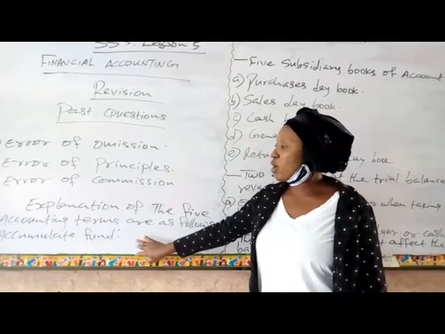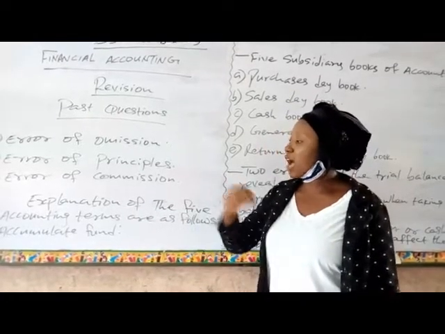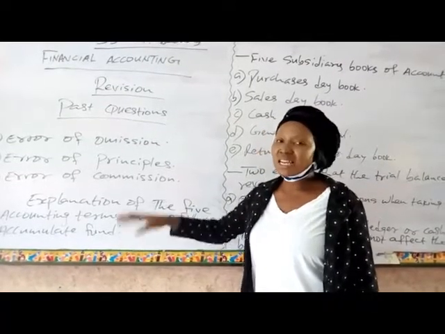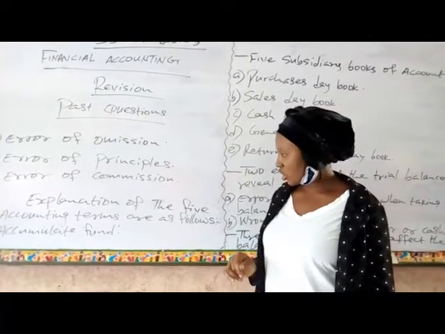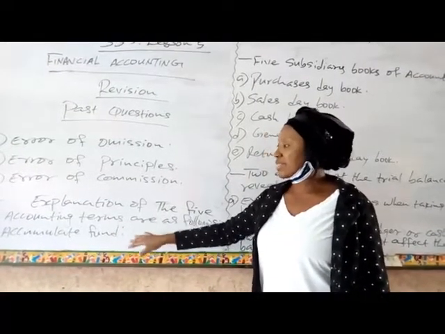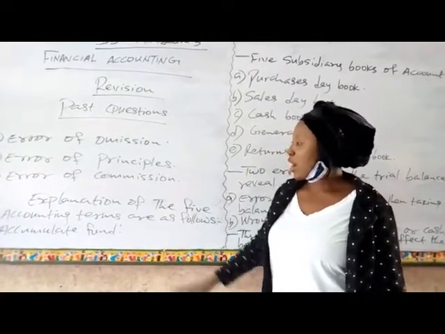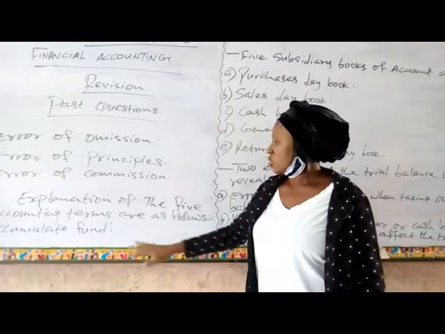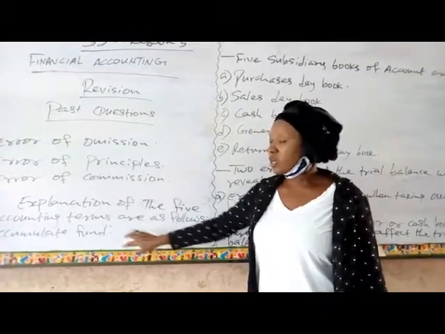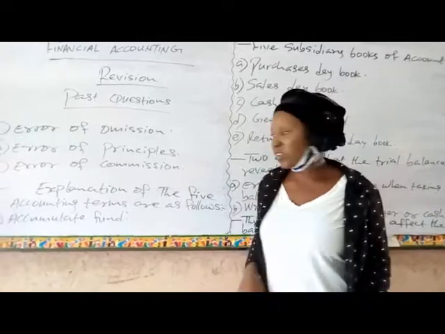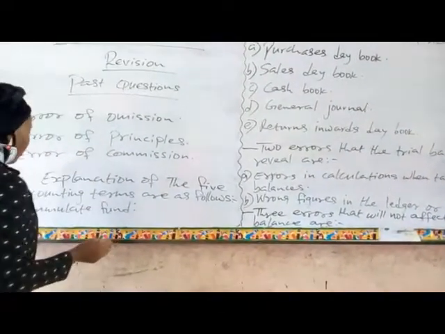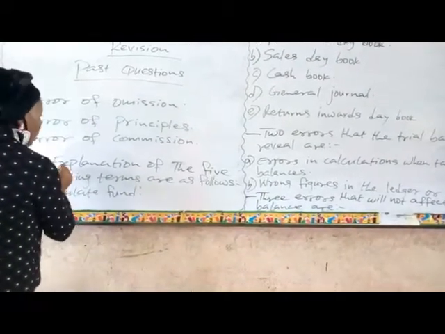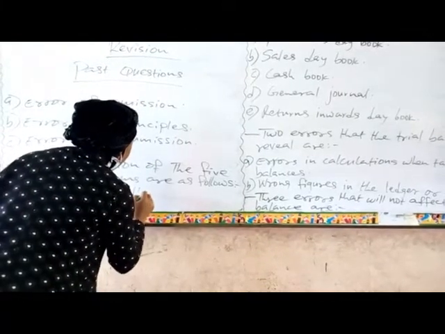Now remember, accumulated fund is the capital of a non-profit making organization. I repeat, accumulated fund is the capital of a non-profit making organization. Now, how do you arrive at the capital of a non-profit making organization? You arrive by adding your total assets minus total liabilities. I repeat, total assets minus total liabilities is equal to the accumulated fund of a non-profit making organization. Now, give me the explanation of accumulated fund.